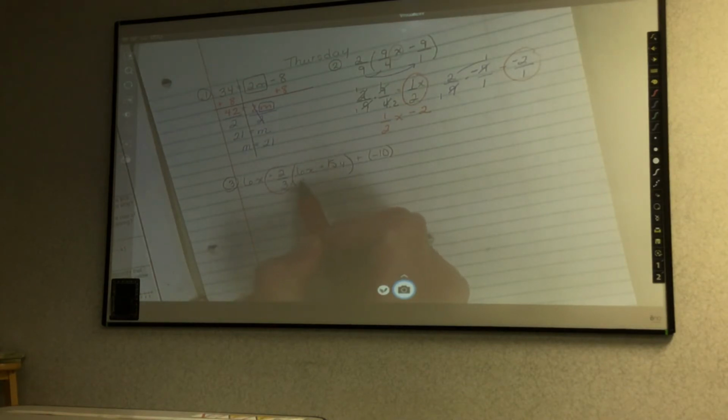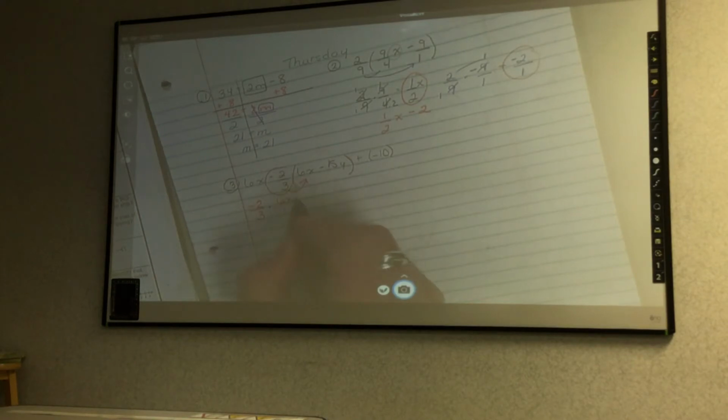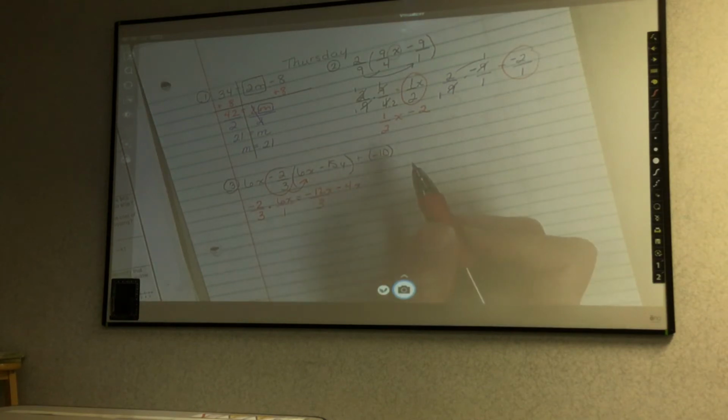times 6x. So I'm going to write negative 2/3 times, I'm leaving the 6x alone over here, by the way. So negative 2/3 times 6x, which is over 1, becomes negative 12x over 3, which 12 divided by 3 is 4x. Okay, and that is going to be a negative 4x.